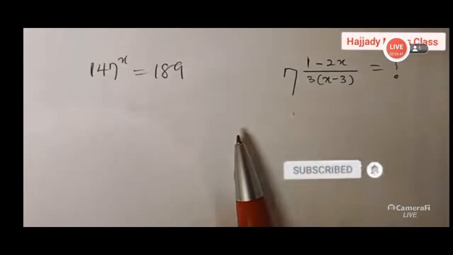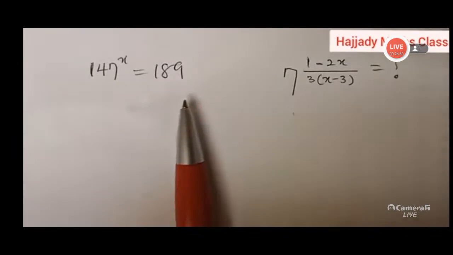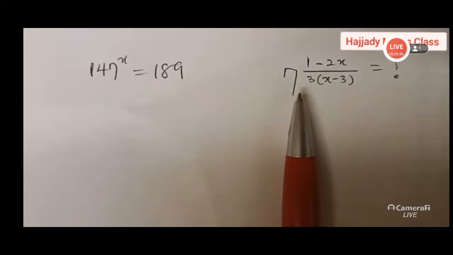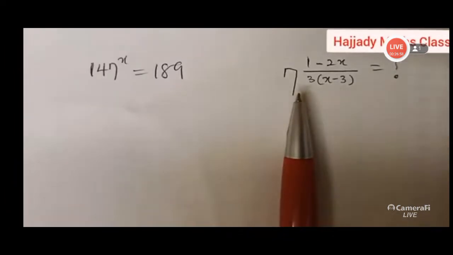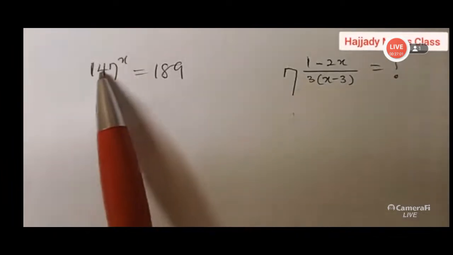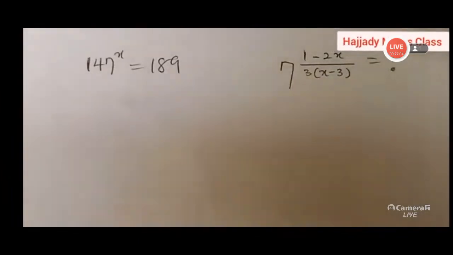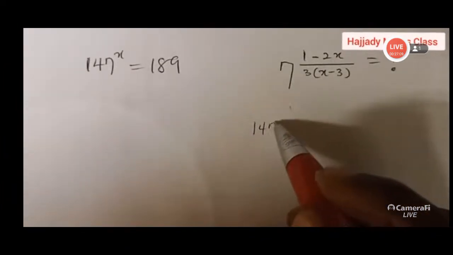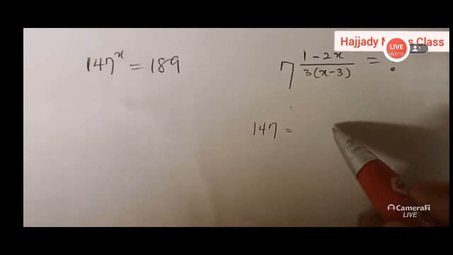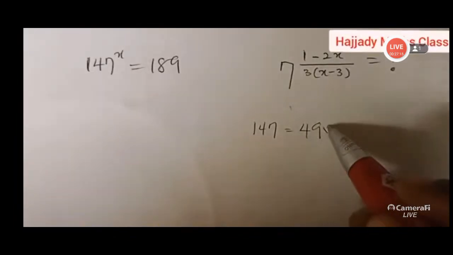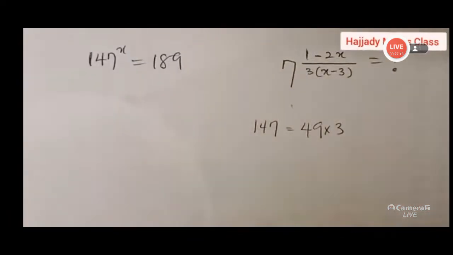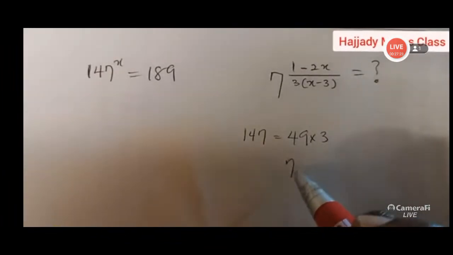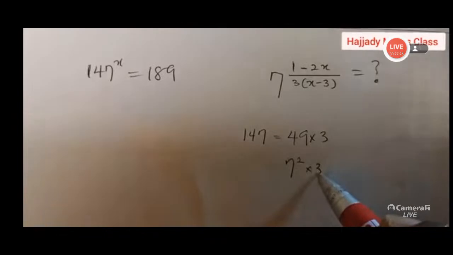Today we have 147 raised to power x equals 189. Then look for the value of 7 raised to power 1 minus 2x over 3 into bracket x minus 3. Now, for us to do this, don't forget, here we are having 147, and 147 can be written as the multiple of what? 49 and 3. So our 49 can be written as 7 raised to power 2 multiplied by 3.